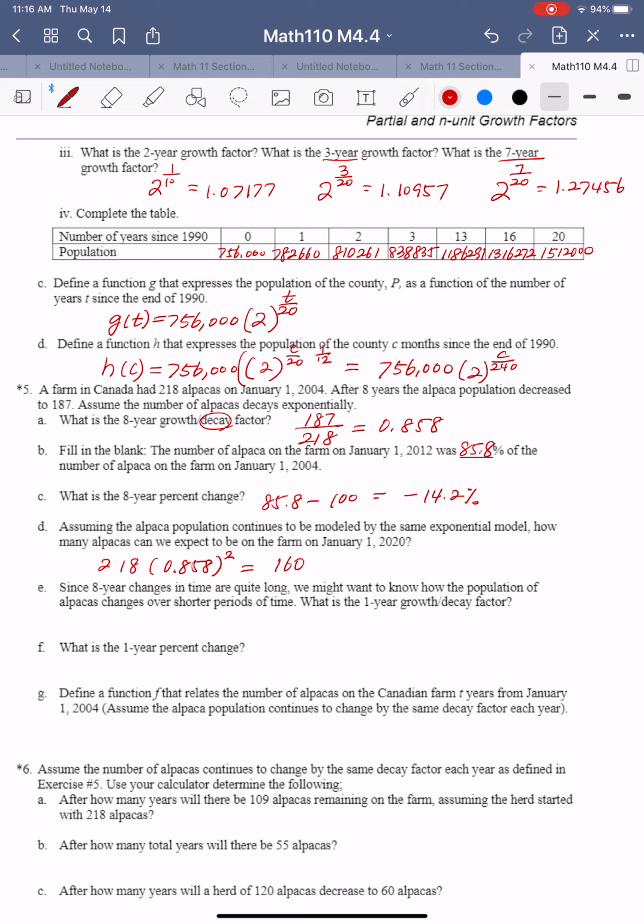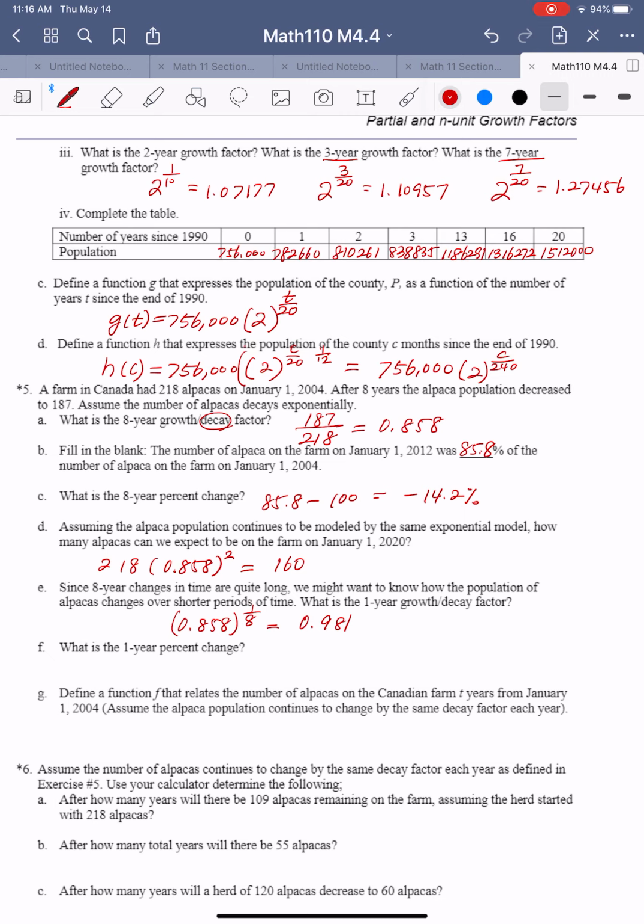So now E, since the 8-year change in time is quite long, we might want to know how the population of alpacas changes over a short time period. What is the 1-year growth factor? So 0.858 was every 8 years. So I want to change it to every year. So I want to say 1/8. Okay, and then I'll get that as about 0.981. All right, so yep, that's all.